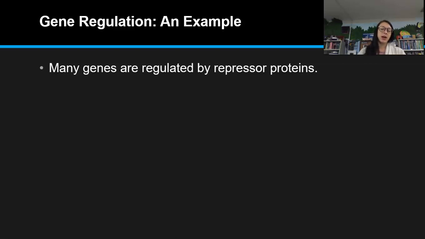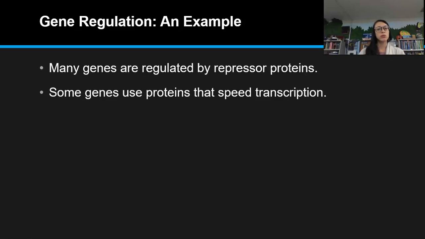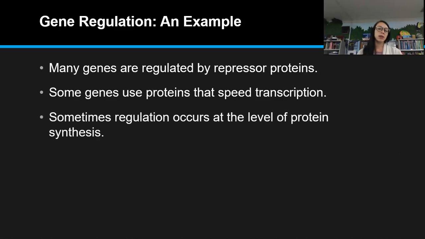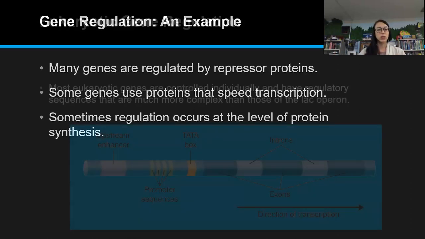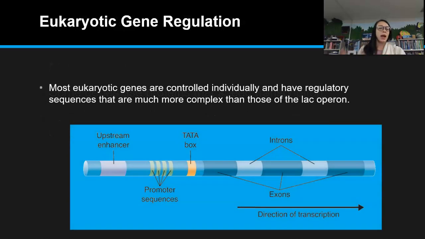Many genes are regulated by repressor proteins. Some genes use proteins that speed up transcription, that is, some genes make it faster, and sometimes regulation occurs at the level of protein synthesis, which means we can turn off, stop, speed up, or slow down the making of proteins. Now that is what happens primarily in prokaryotes. It's a pretty easy system. If something is present, it bonds to the repressor, the repressor doesn't bond to the operator, and transcription takes place. If something is not present, the repressor bonds to the operator, and RNA polymerase can't transcribe the genes. It's as easy as that.